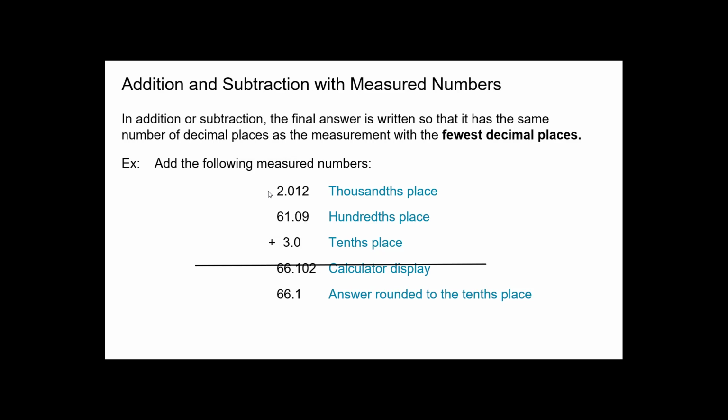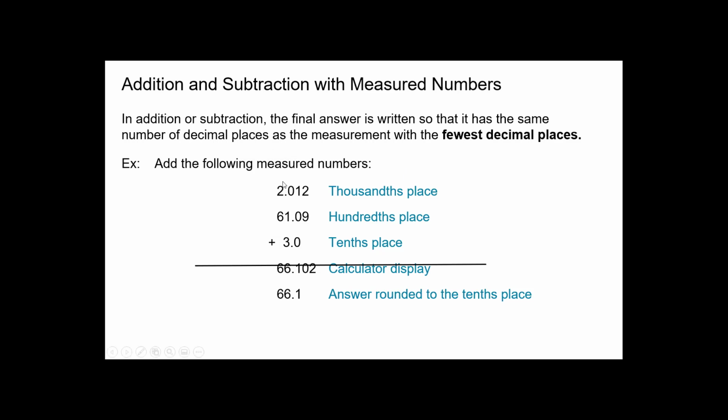We do not care about, in the simplest terms, let me read this and then I'll explain it. In addition and subtraction, the final answer is written so that it has the same number of decimal places as the measurement with the fewest decimal places. What this means is this whole thing is talking about decimal places. So unlike multiplication and division, what matters here and takes priority is where the decimal point is and how many digits are after the decimal point on the right.